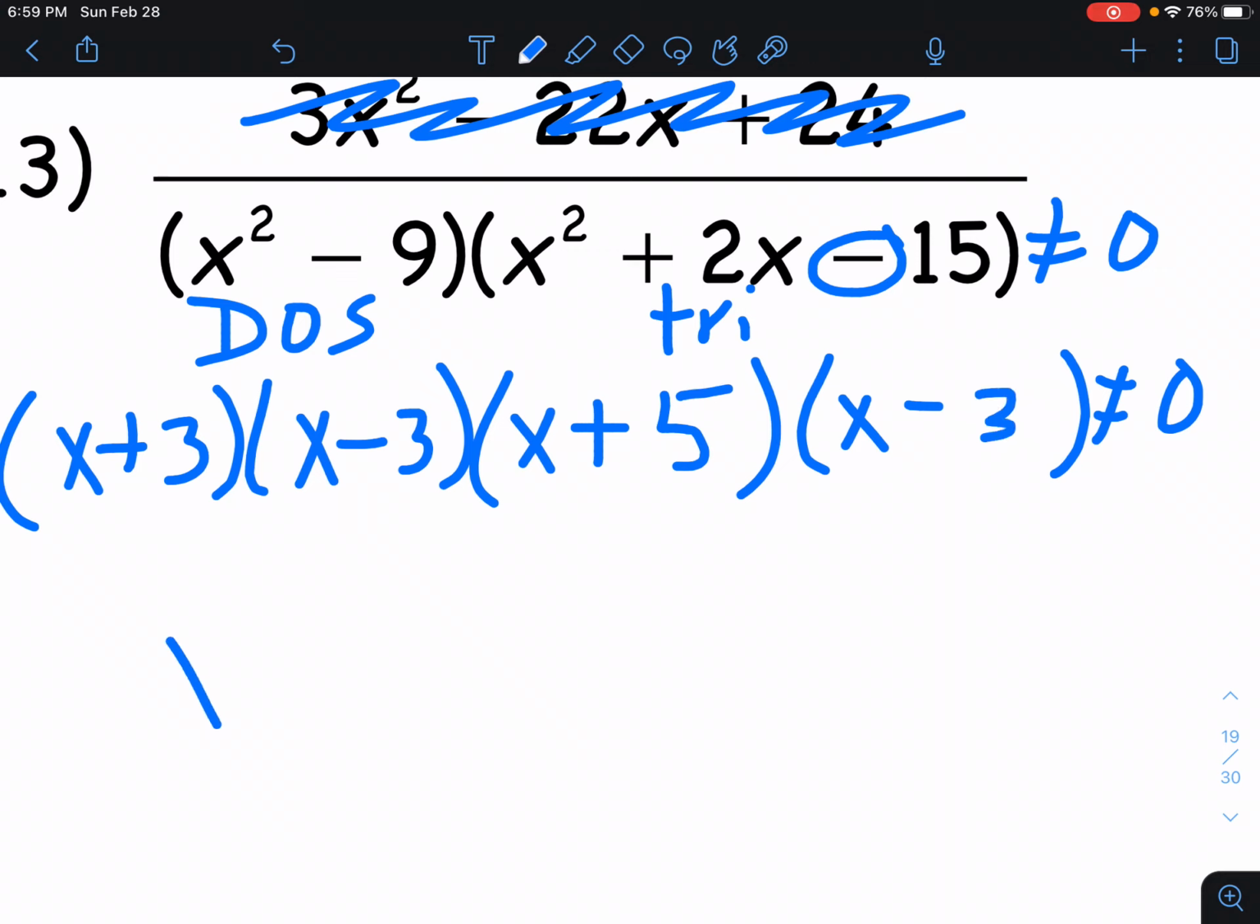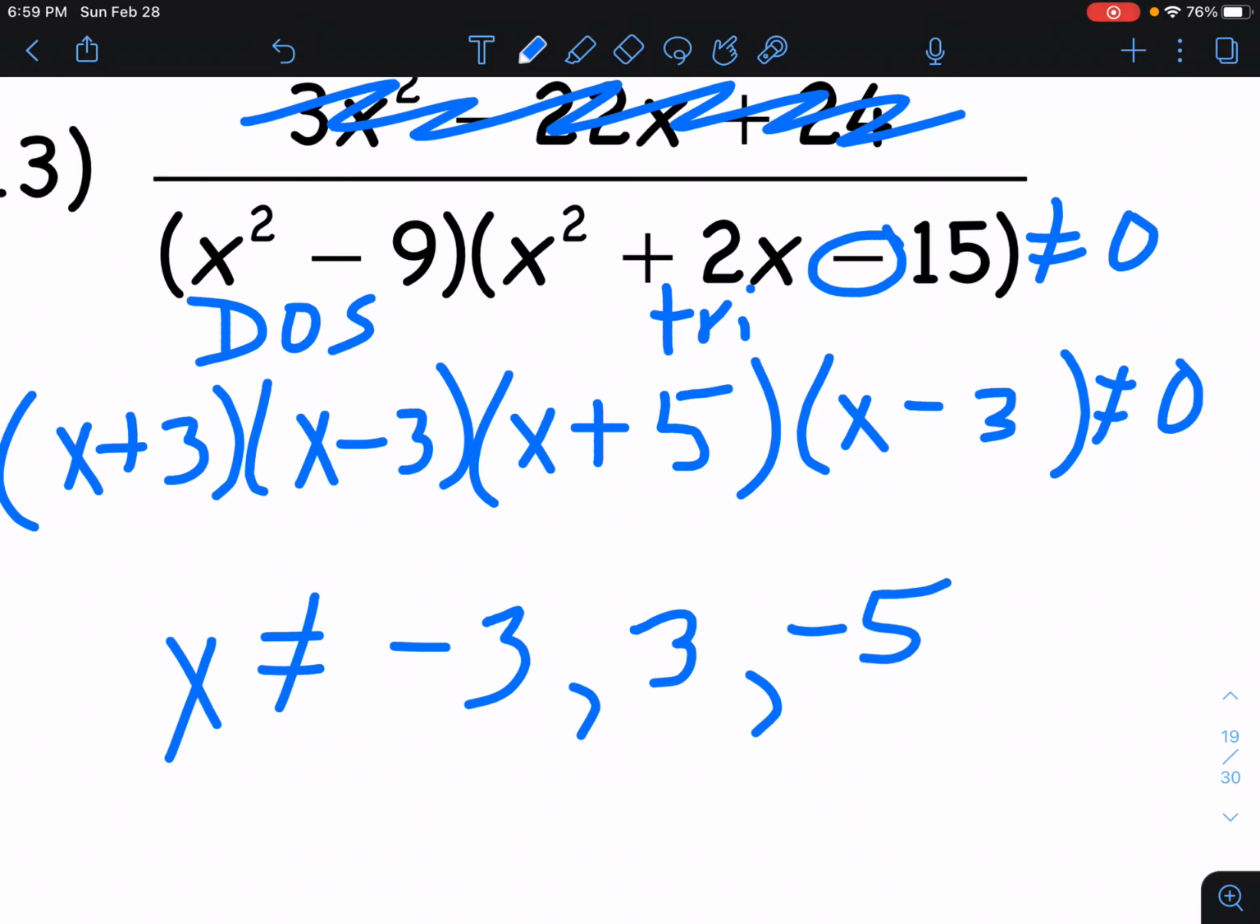And then we can say what x cannot be equal. We'll take our shortcuts. The first one, negative 3, then 3, then negative 5. And this one would be 3 again, but don't repeat it. You already have the 3 there.